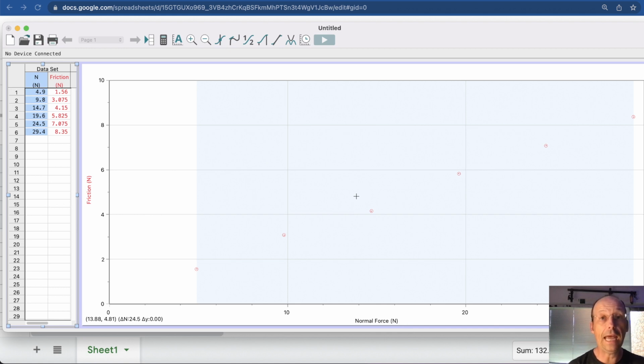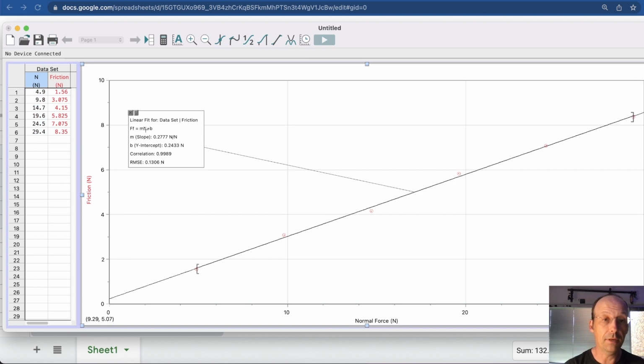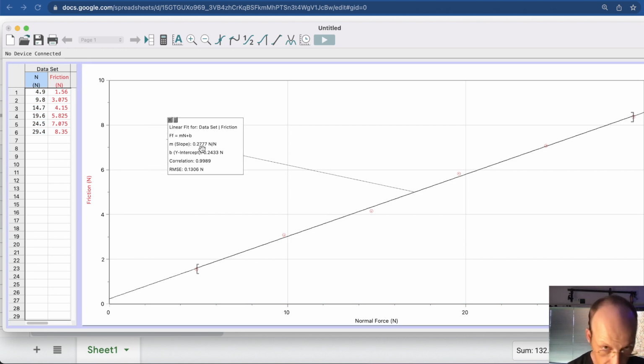So let's go ahead and add a best fit line to that. There's a couple ways you can do that. I'm just going to click this button up here, and this says linear fit, and it fits a line, and it gives me a slope of 0.2777. And that's different than the spreadsheet because there are different ways to calculate this best fit line. It gives me an intercept. Also look at the intercept of 0.2433. So ideally, if you had no normal force, the friction should be 0, but it's not.